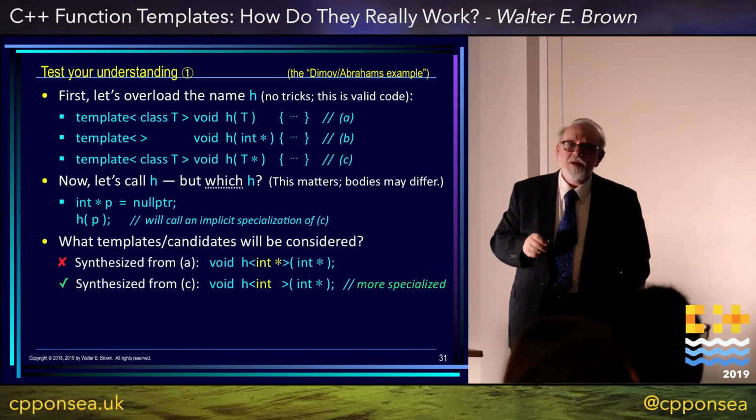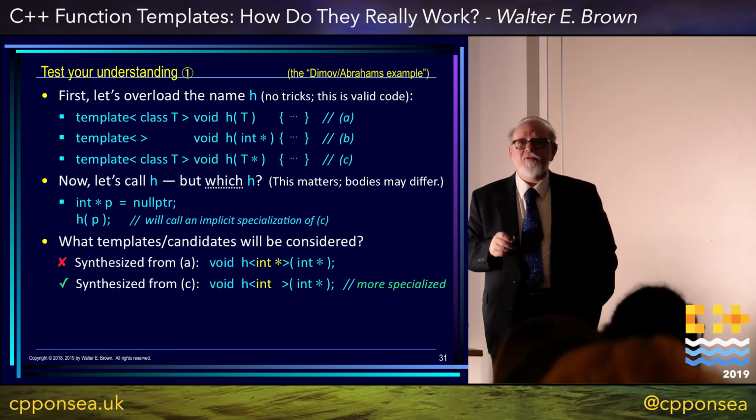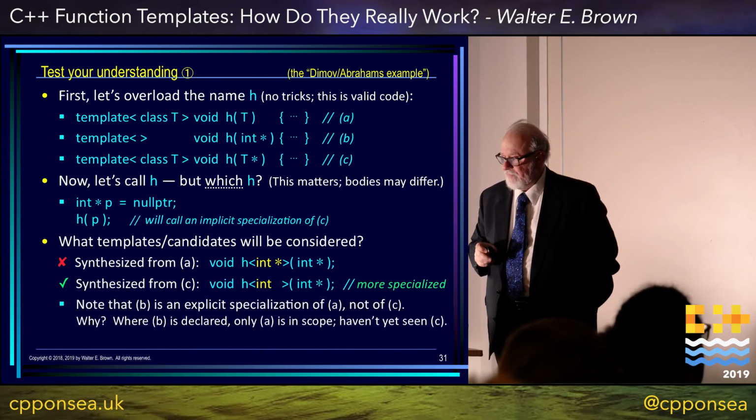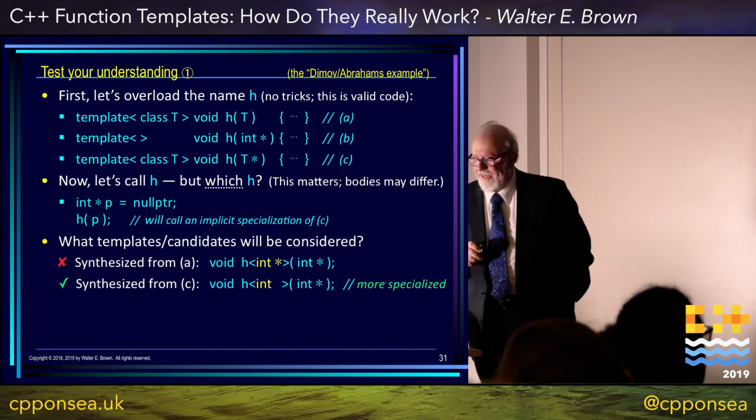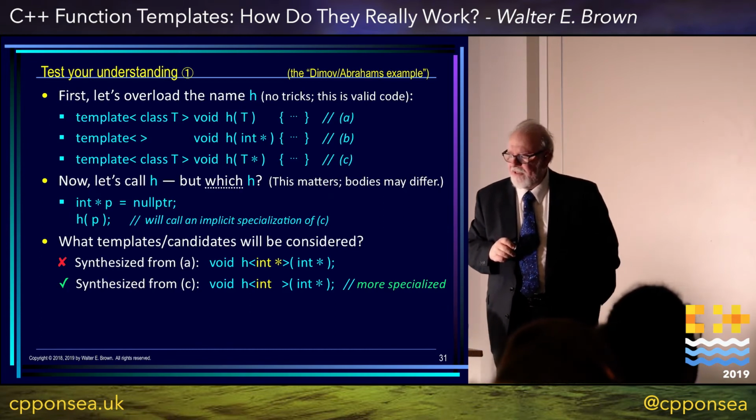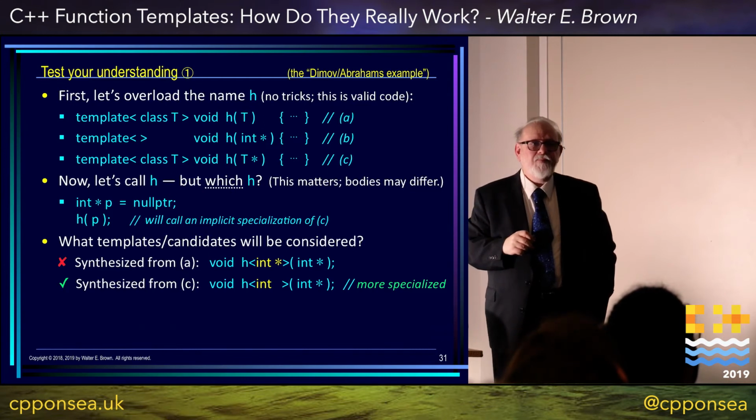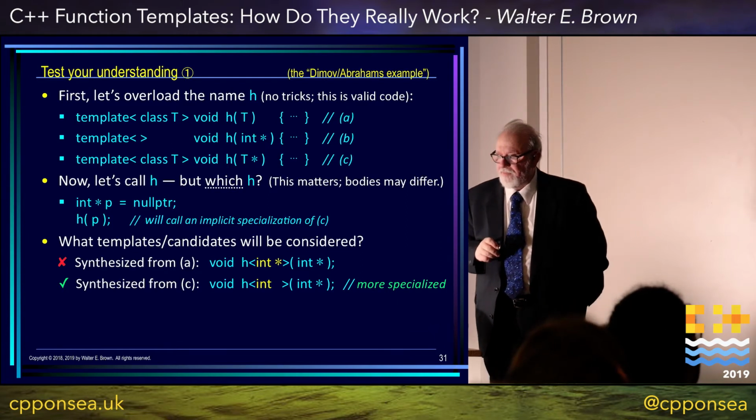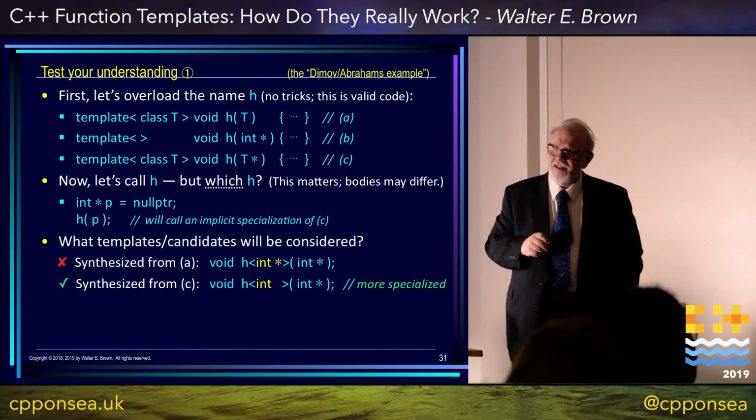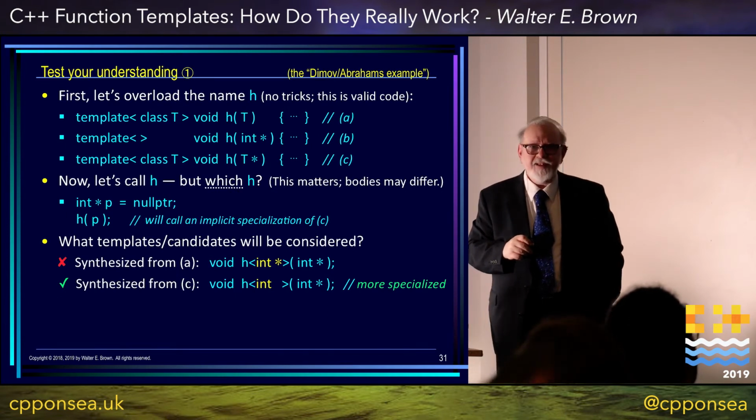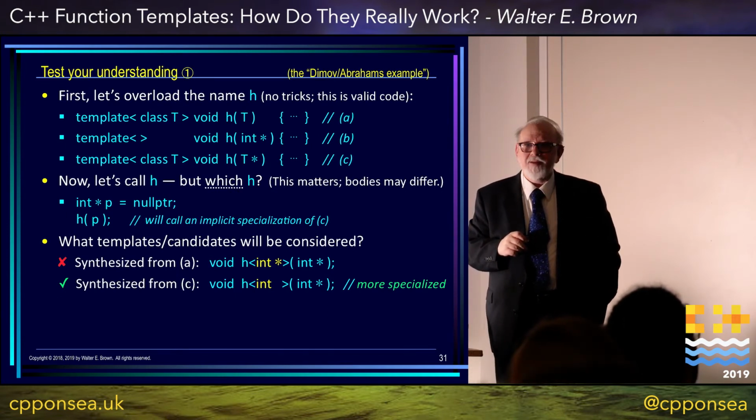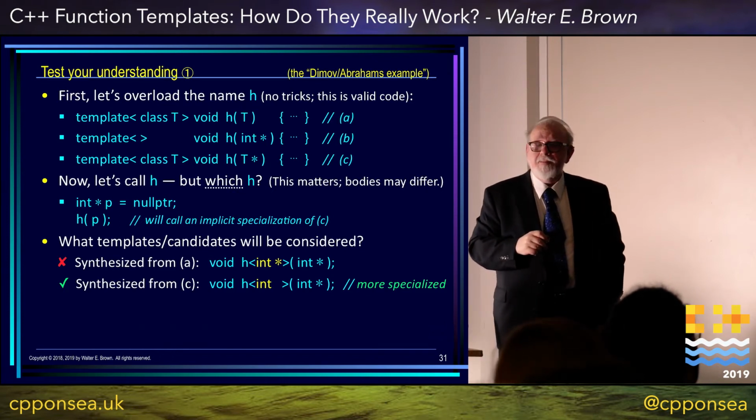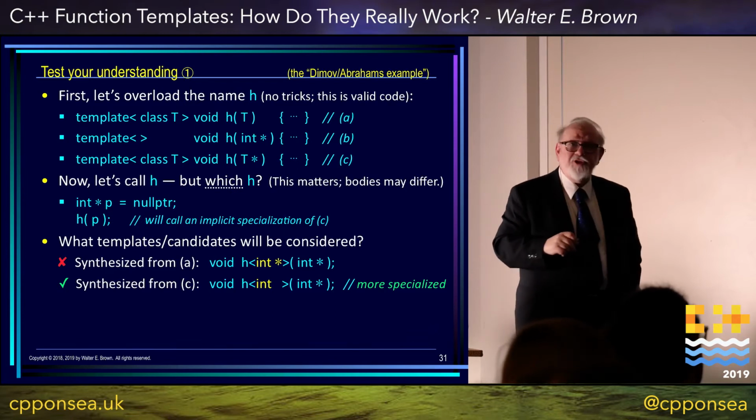Think about what the candidates are. And remember, we're looking for the best possible match. So here are your 2 candidates. One is contributed from A, and it looks like that. And the other one is contributed from template C. Remember, specializations are not candidates for overload resolution, so B is not a candidate. Okay? And you look at those and you say, which one is more specialized? And the answer is the one generated from C.